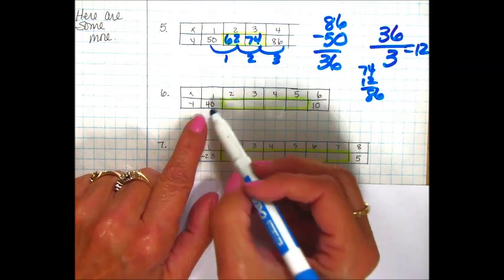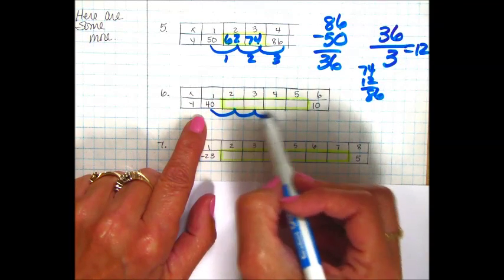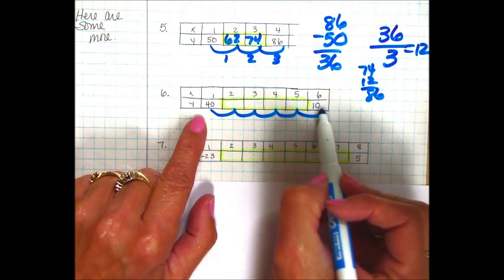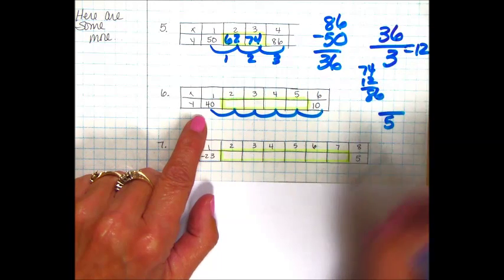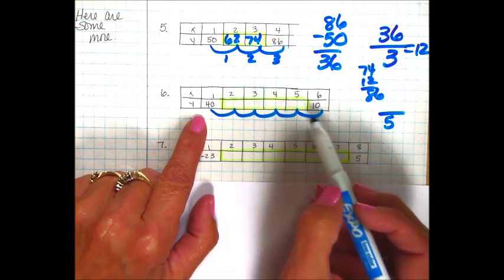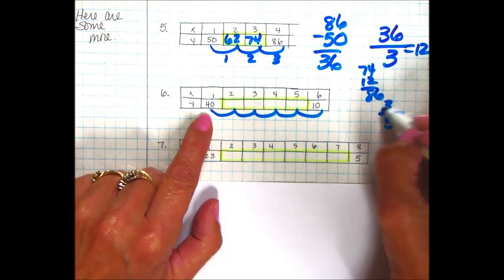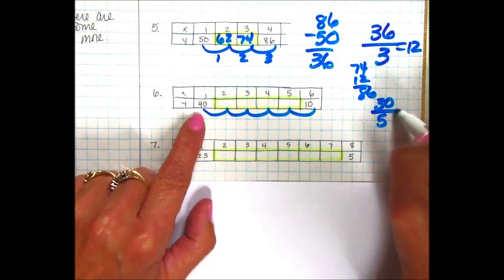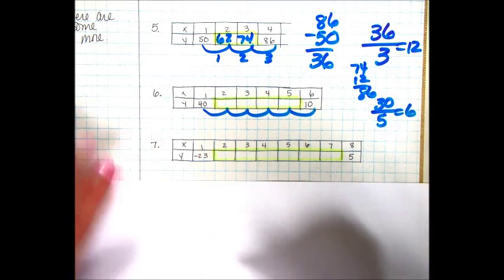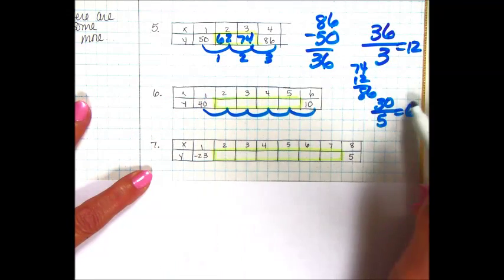So we have 1 jump, 2, 3, 4, 5. Okay, so that tells me that's how many steps that are going to have to share the difference between these two equally. 40 minus 10 is 30. 30 divided by 5 is 6. Now, we're moving down, so it's really negative 6.